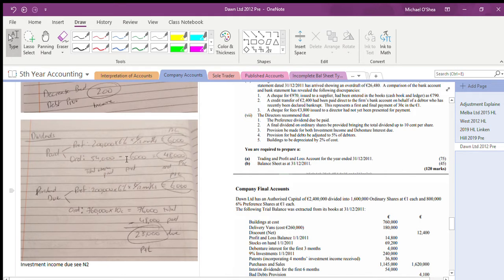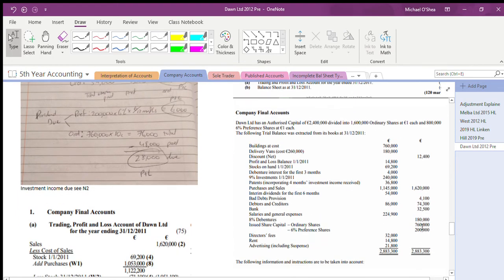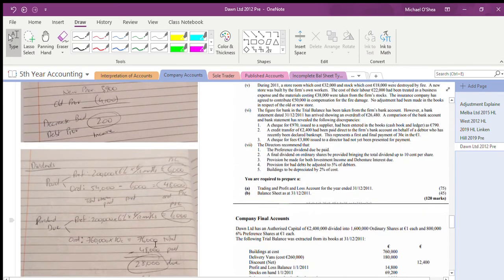My ordinary shares, how do I calculate that? Well, I don't have any information on it other than the fact that I've already paid 54,000 of dividends. I know 6,000 of that had to be for preference, therefore the remaining has to be ordinary, 48,000. In this question we're told that the ordinary shareholders are to be paid at the end, bringing the total up to 10 cents per share. 760,000 shares issued, which means 760,000 by 10 cents, 76,000. I've already paid 48,000, therefore I'm yet to pay 28,000 here for ordinary shareholders.